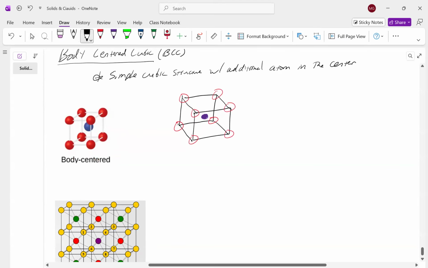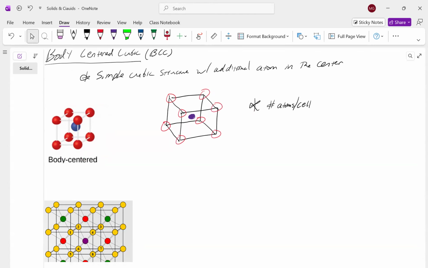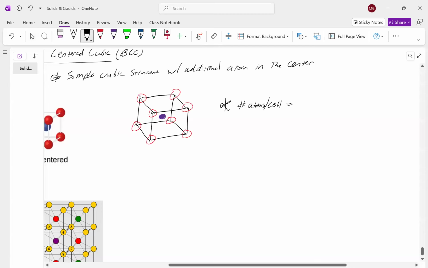Now, to highlight some of the properties of this, the number of atoms per cell: well, we've got the eight atoms in the corners, and there's only 1/8 of each of them actually inside. And then that atom right in the middle, that purple one there, since it's completely in the cell, we're going to add +1, and that comes out to 2.